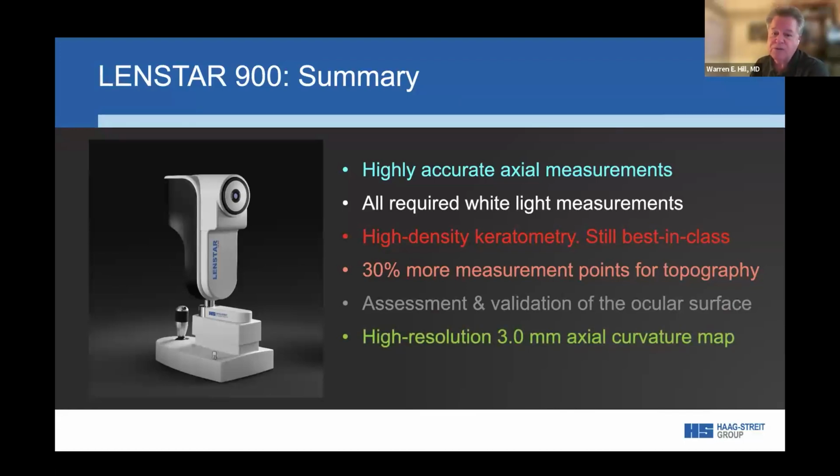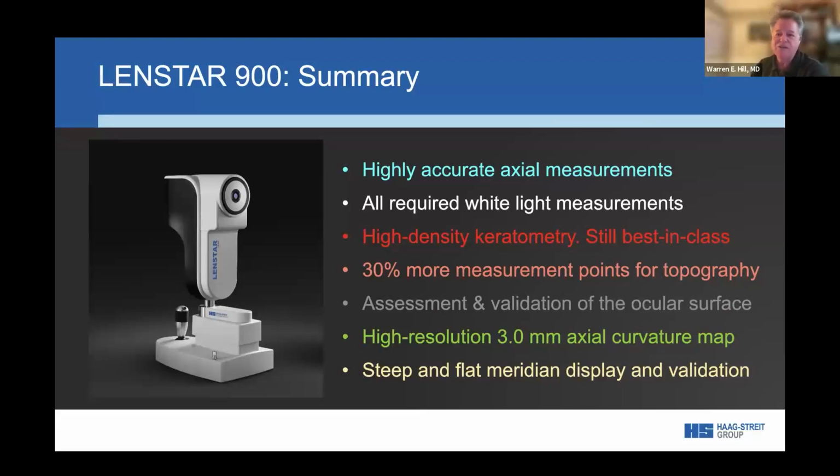We have this high resolution 3 mm axial curvature map, which we can use for the toric IOL and not get distracted by a bunch of stuff that's going on in the periphery that we really don't need for the toric IOL. And we get a steep and flat meridian that's displayed and validated, which is part of the really important information of what we need for the toric IOL.